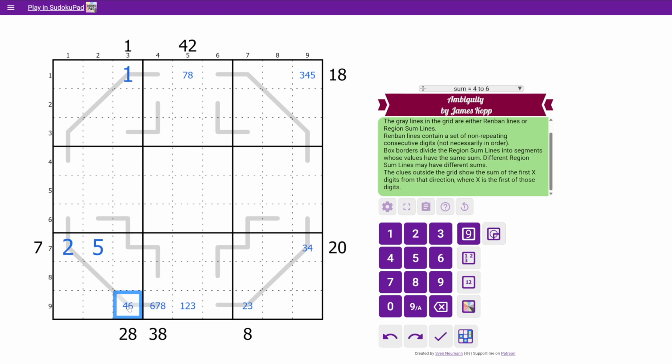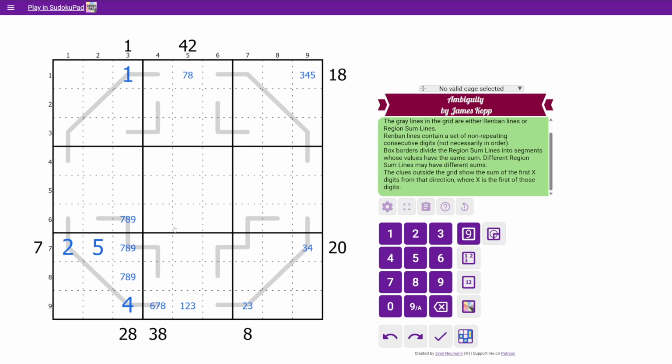What if this was a 6 though? 2, 3, 4. Then it could not be a Rinban. If this was a 6, it could not be a Rinban. If this was a 6, it could not be a region sum. So this is a 4. Nice. And now I know these are 7, 8, 9, because that equals 24 plus the 4 is 28. And now we're somewhere.